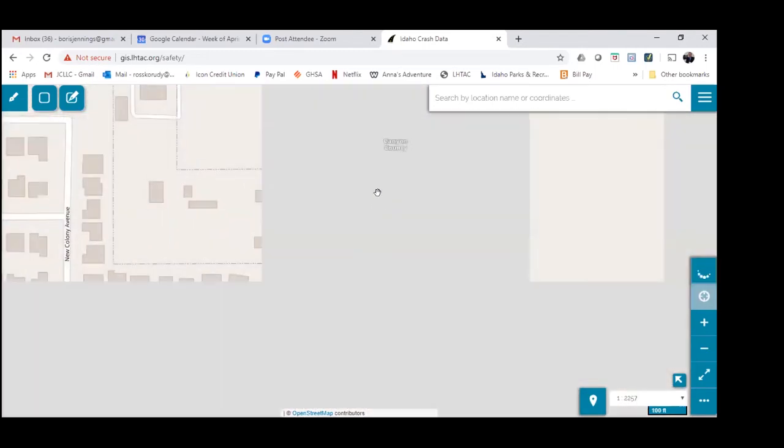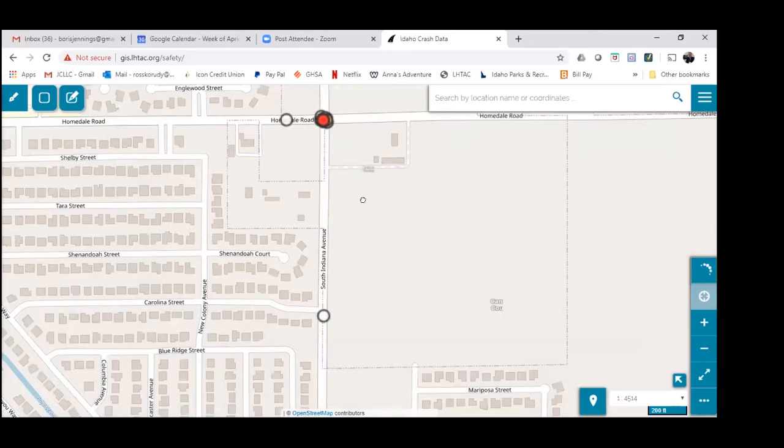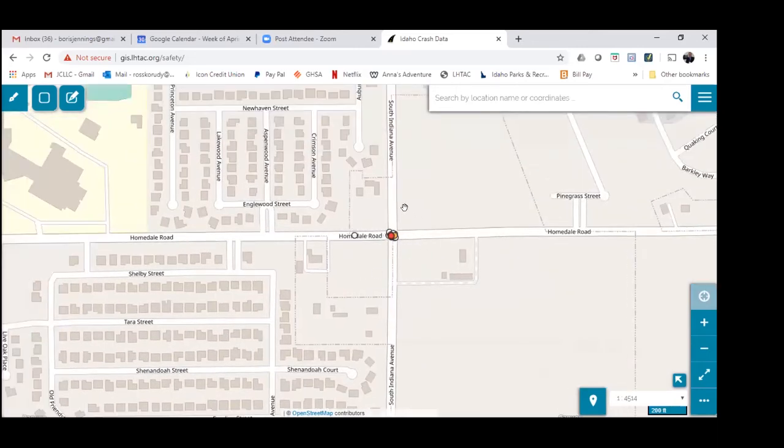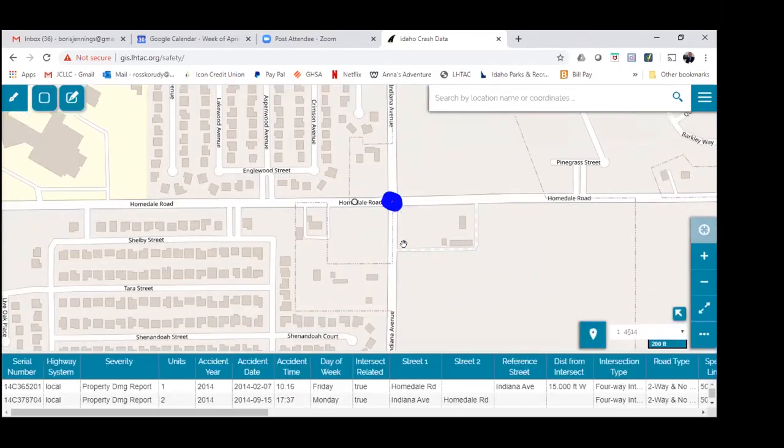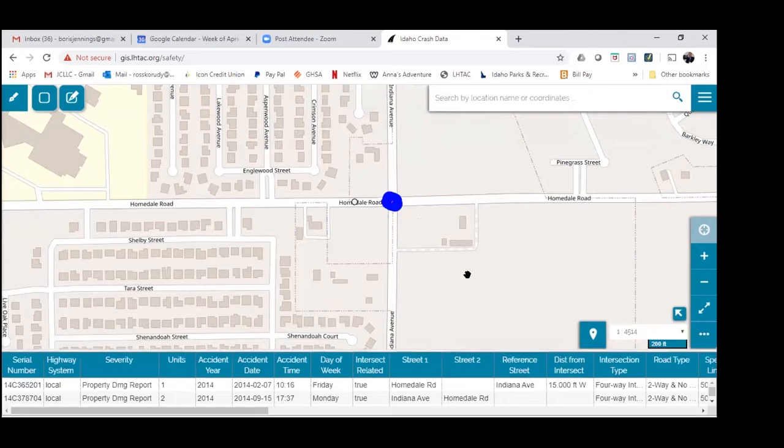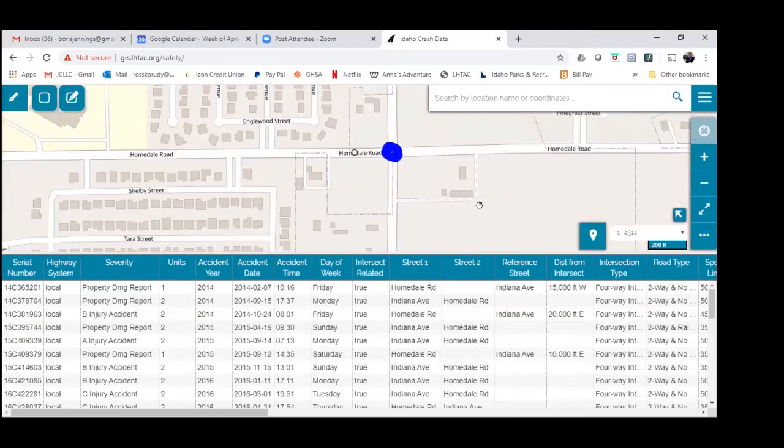I can zoom in a little bit further. Whoops, I zoomed in a little too far. And there's the intersection that I'm interested in, okay? So now I'm ready to drag and drop my rectangle because I want to capture all those crashes. So if I drag and drop my rectangle, boom, at the very bottom of the screen now comes up my database going back 5 years for that intersection.